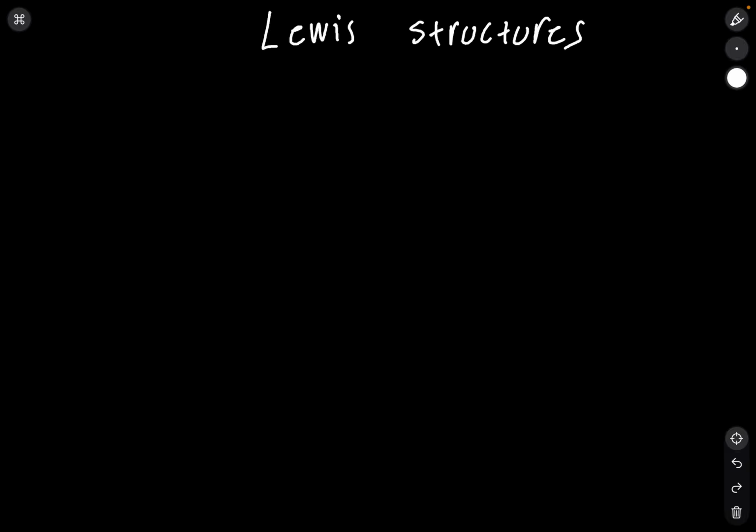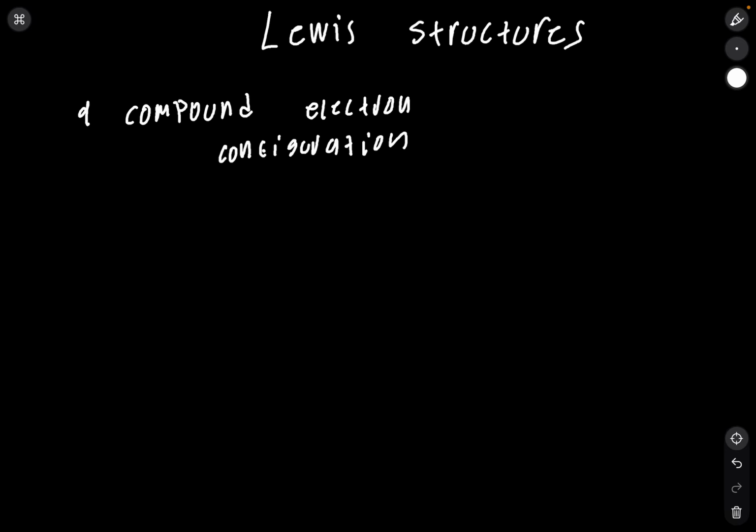Lewis structures and what they are. Essentially, a Lewis structure is the formation of a compound or element, and it shows electrons. So basically, it's like an electron configuration sort of thing, and it will make more sense once I explain it.